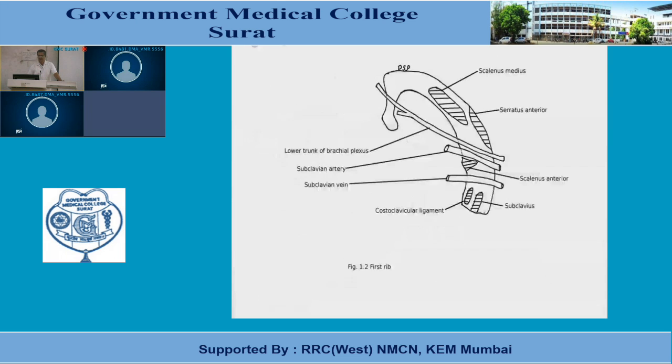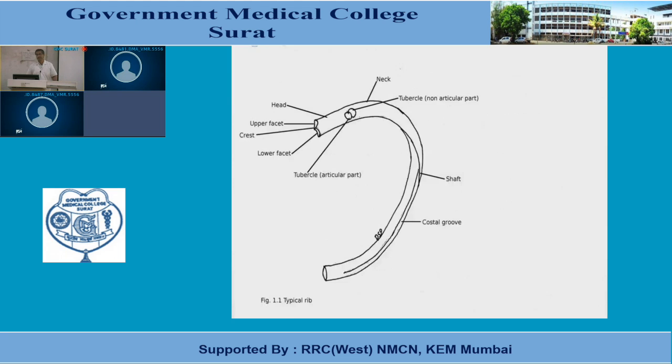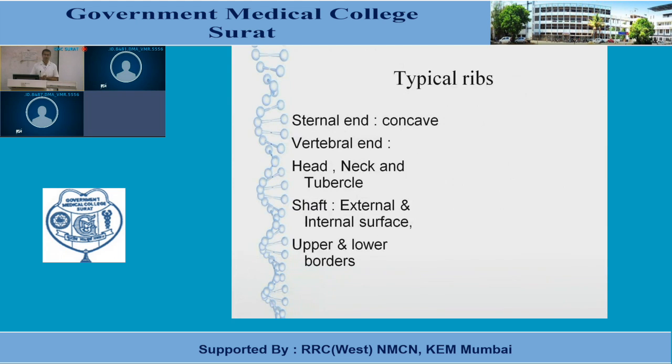Now these are the features present in a typical rib. In relation with these ribs, there is attachment of some muscles. Which muscles we already covered.